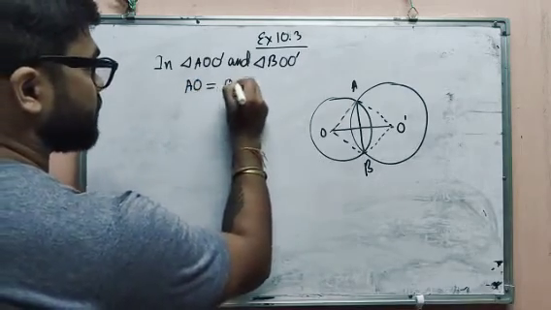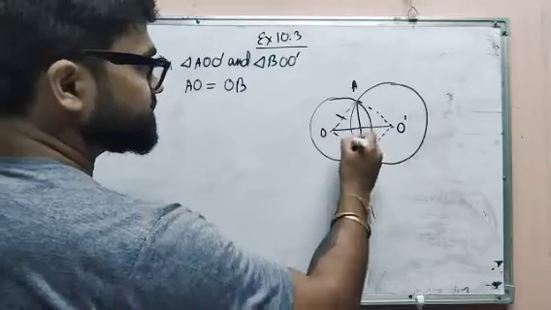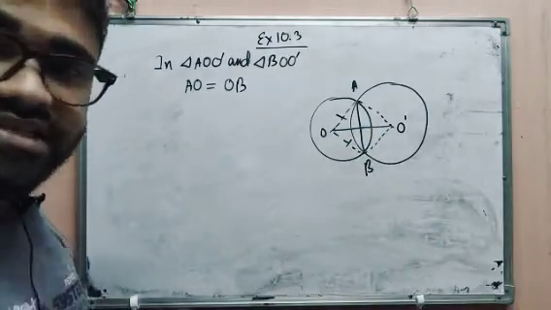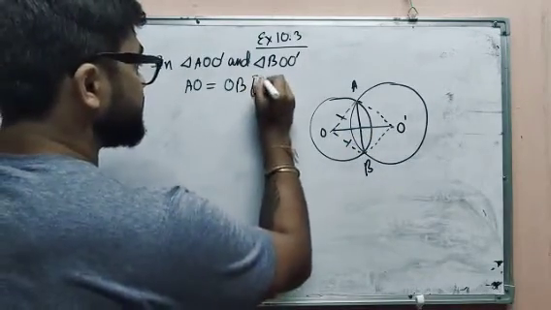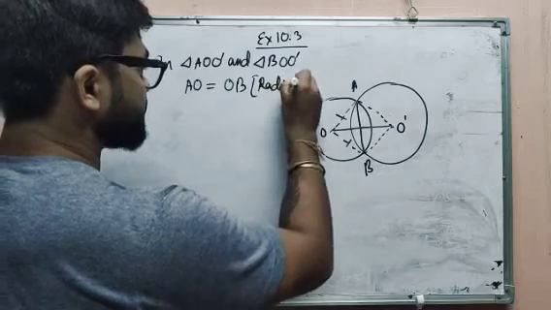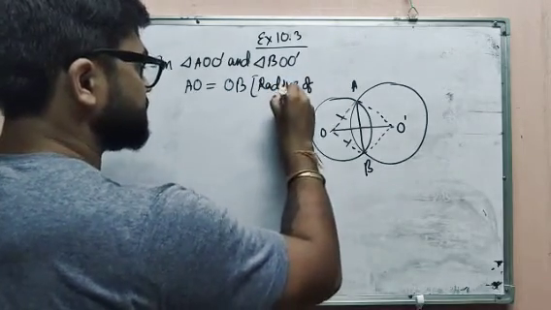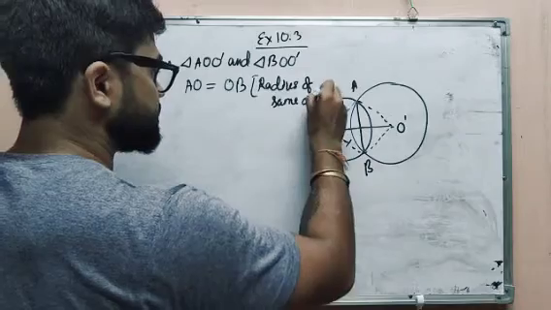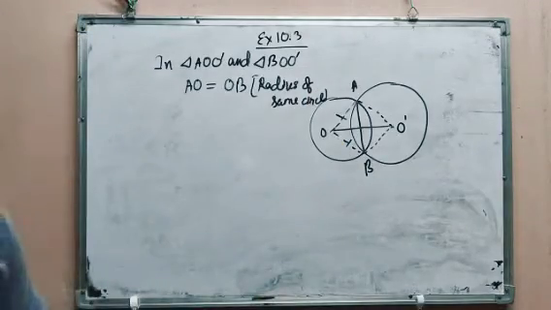AO equal to OB. Why? Because they are the radius of the same circle. So you can write that, radius of same circle. If you are asked the condition, then you can write the radius of same circle.